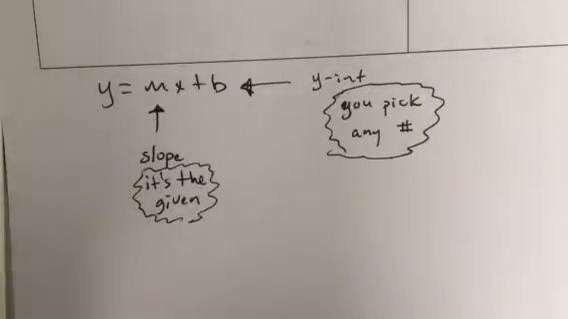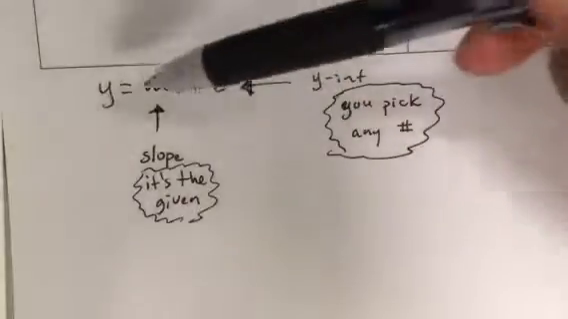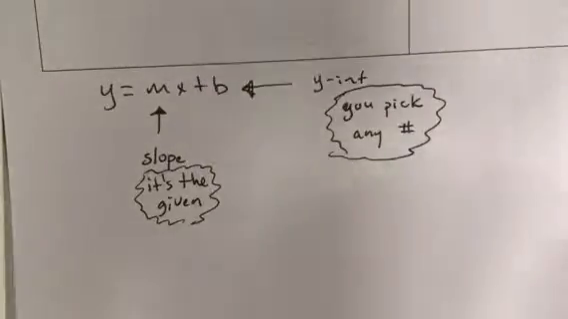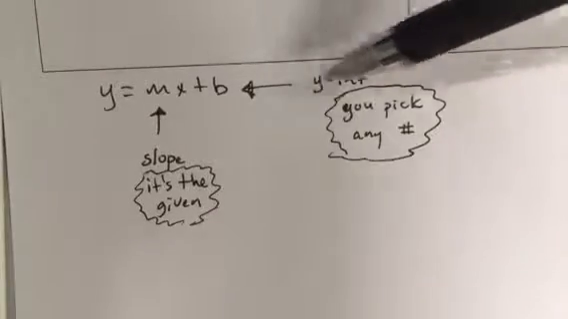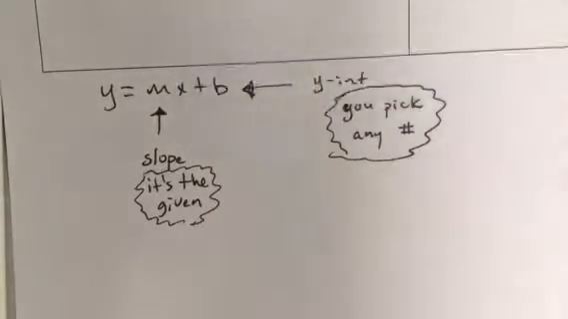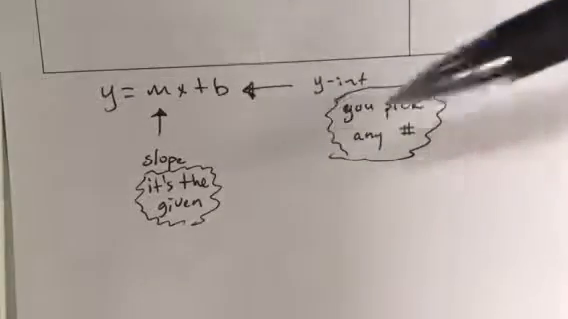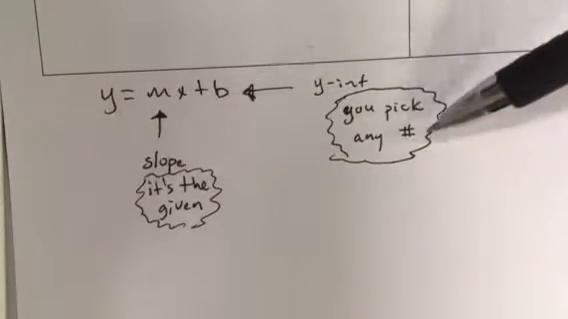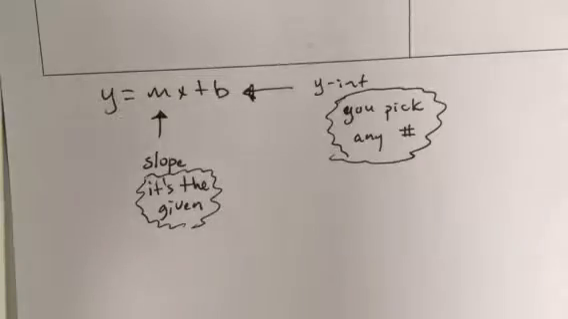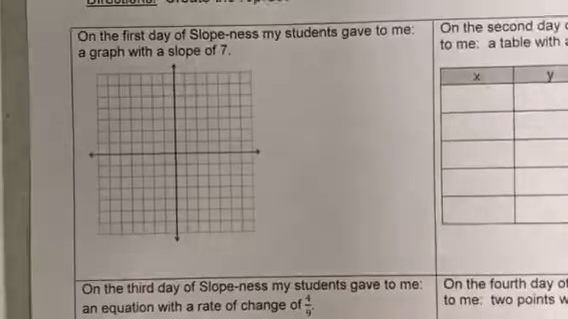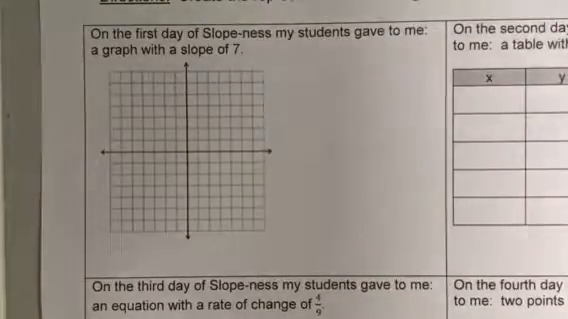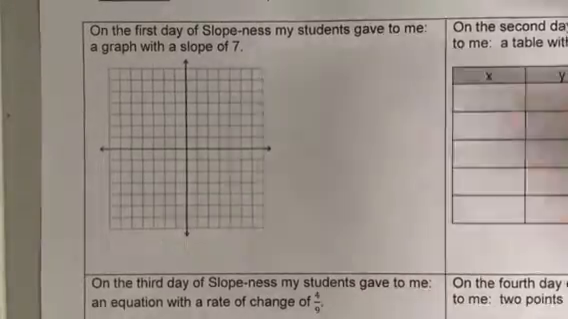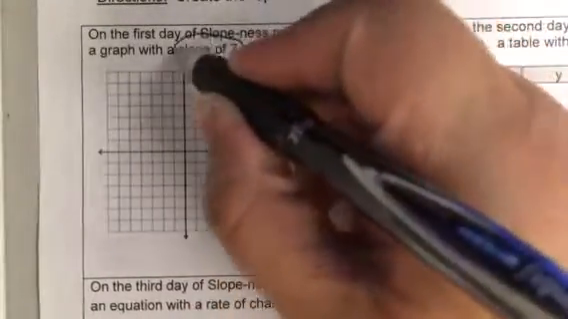Okay, so the first thing that you need to remember is your slope-intercept form. So you have y equals mx plus b, where m is your slope and b is your y-intercept. So you need to know that in this project, it's going to give you a slope, and then you get to pick any number you want. So I'm going to do 4 examples of what you can see on yours, and it's going to say, on the first day of slopeness, my students gave to me a graph with a slope of 7. So here it's telling you that the slope is 7.